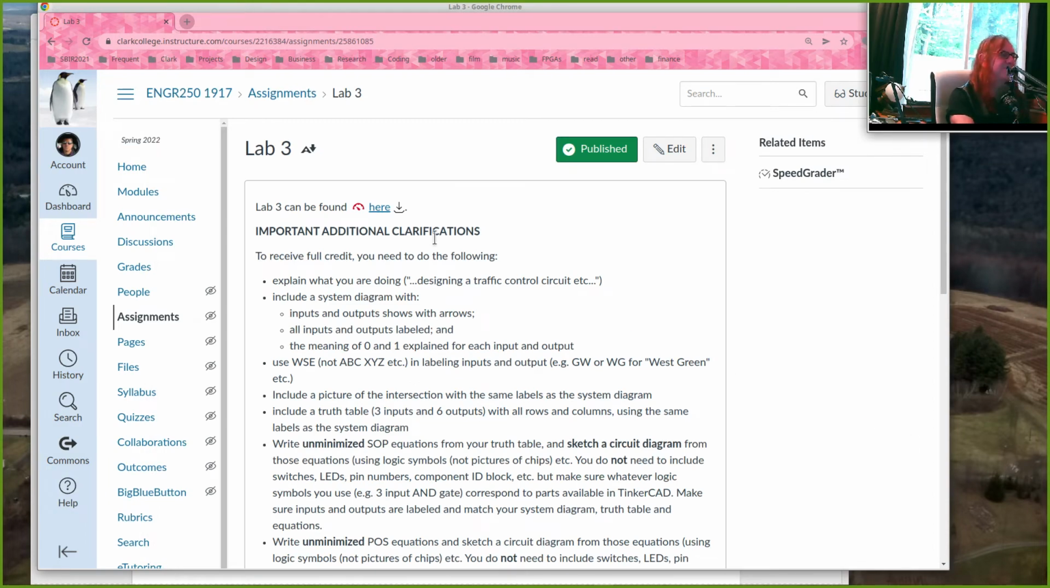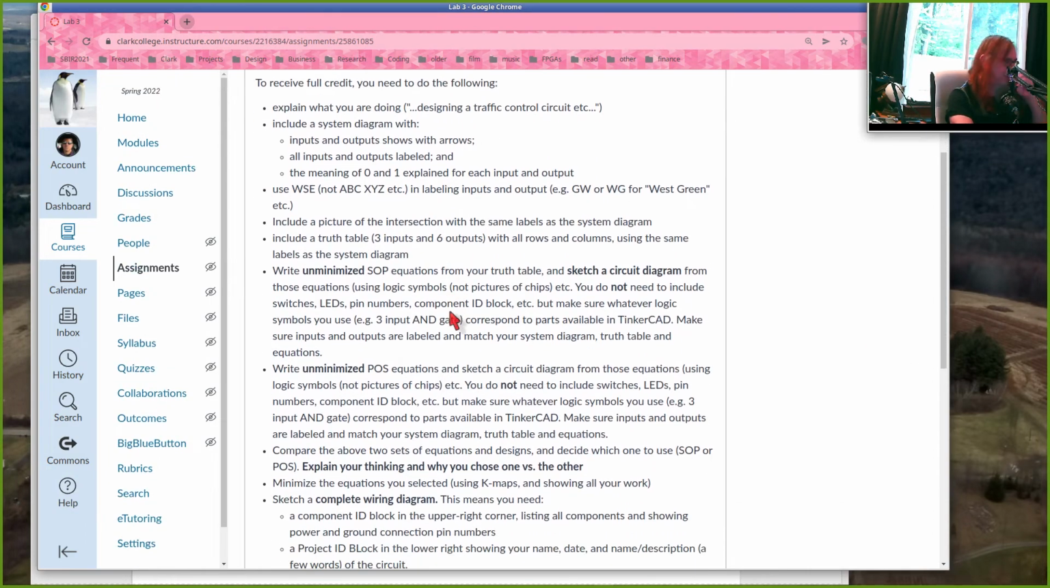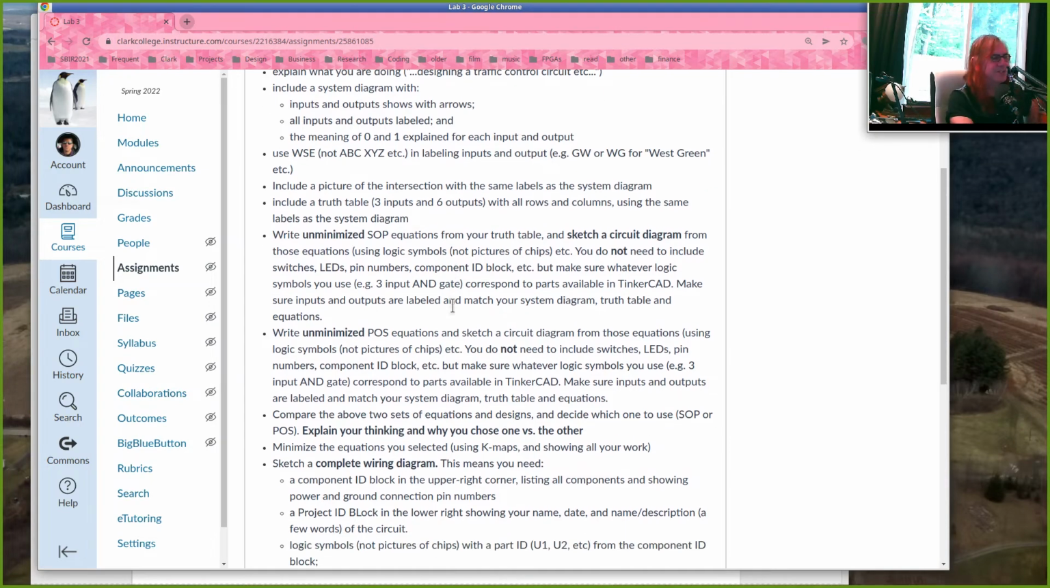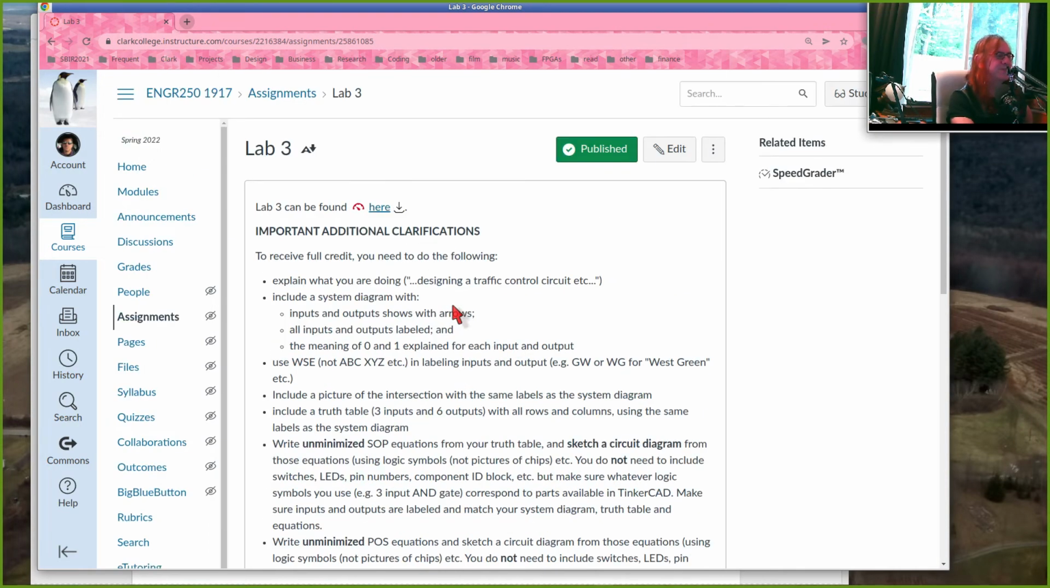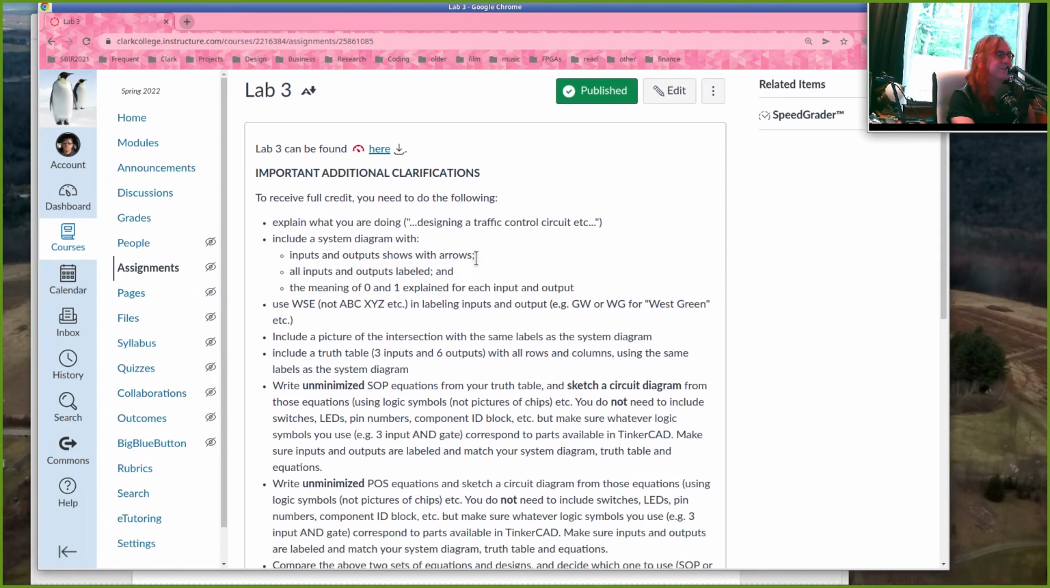And in Canvas, I just updated this 2 minutes before class started, and you should have a note, so make sure you've got the most recent download. Important clarifications to receive full credit. All right, so explain what you're doing.